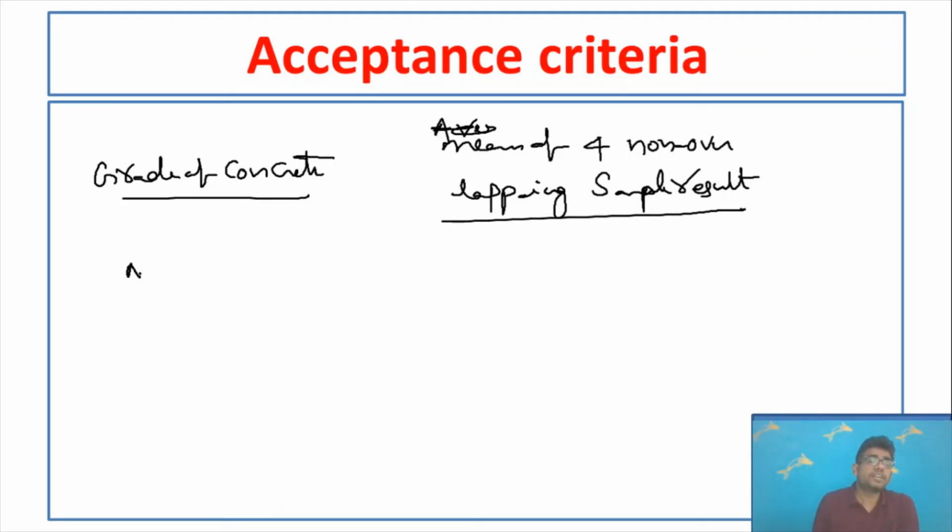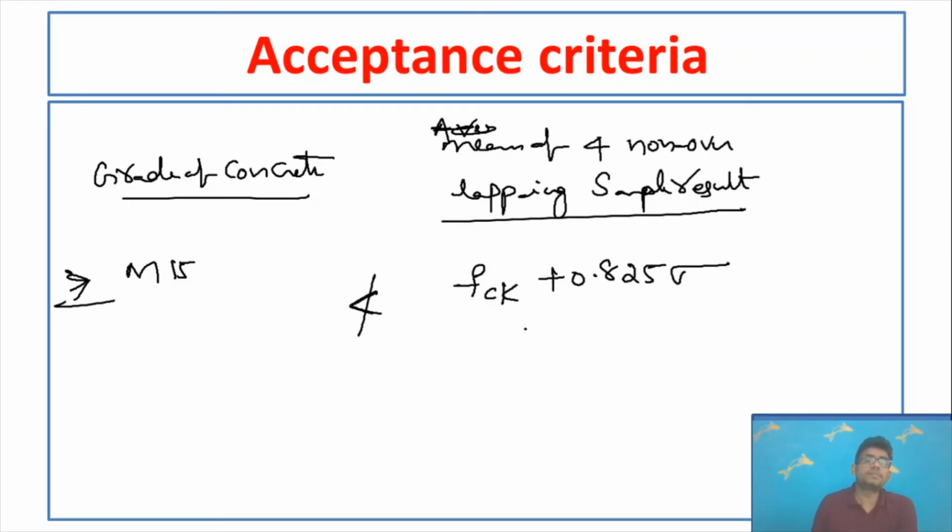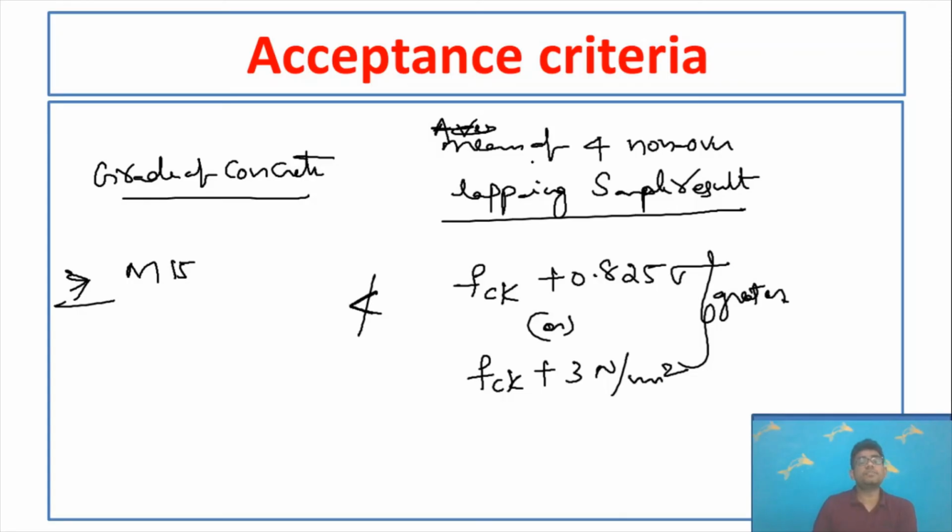if the grade of the concrete is greater than or equal to M15, then this mean value obtained should not be less than FCK plus 0.825 sigma or FCK plus 3 Newton per mm square, whichever is greater. You have to take whichever value is greater among these two values. So the mean of four non-overlapping sample results should not be less than the greater of FCK plus 0.825 sigma or FCK plus 3 Newton per mm square. This sigma value is again obtained from IS 456.